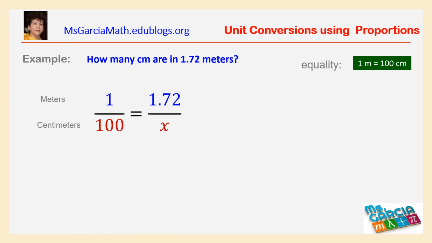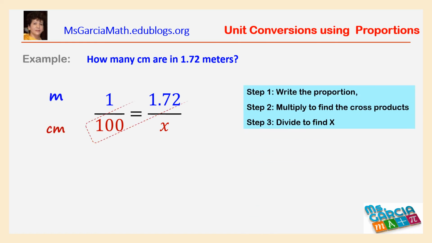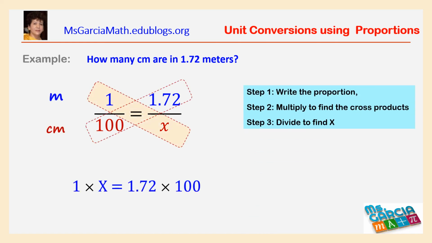Question: how many centimeters are in 1.72 meters? If you need to convert between units, you can use the equivalence ratio to set up a proportion. We know that 1 meter equals 100 centimeters. We can set up a proportion, using that equivalence ratio. 1 meter is to 100 centimeters as 1.72 meters is to x centimeters. Our next step is to multiply to find the cross products. The answer is 1.72 meters equals 172 centimeters.